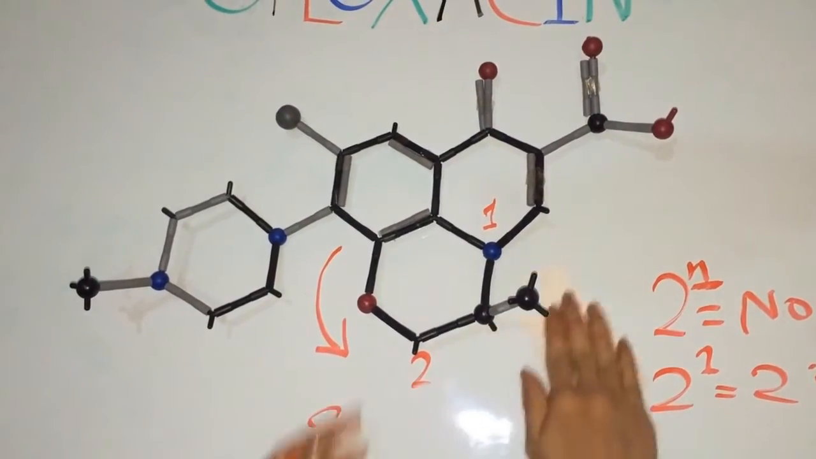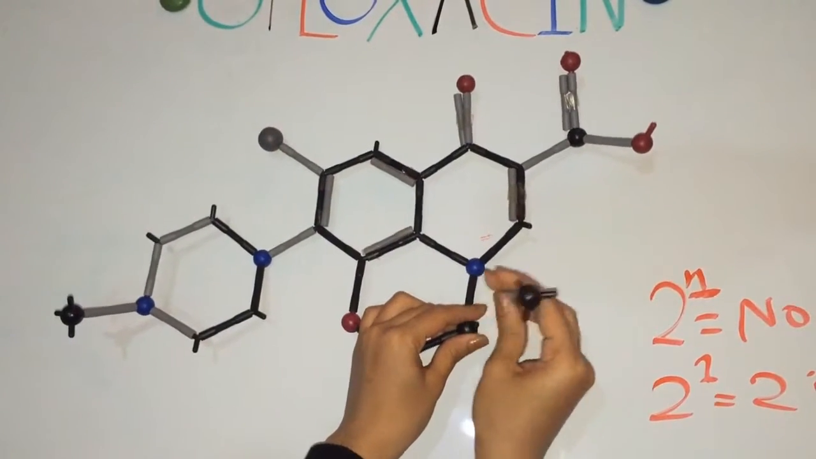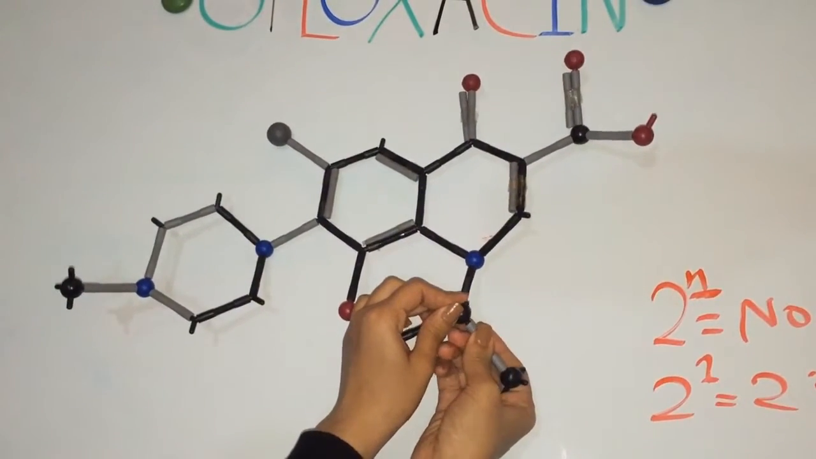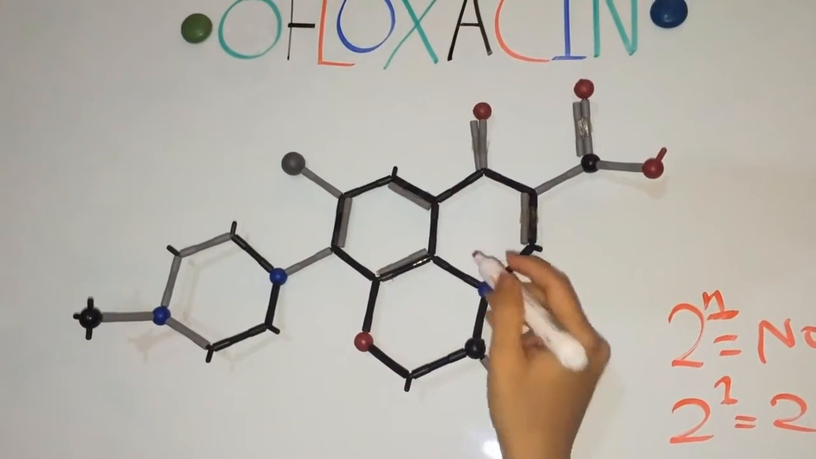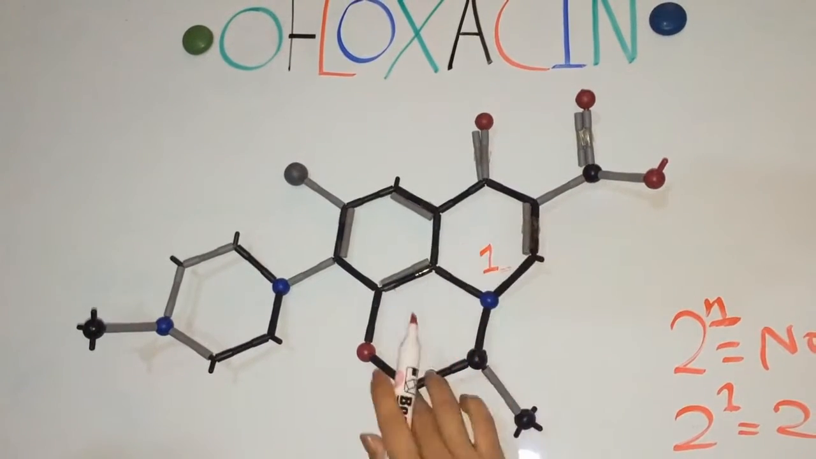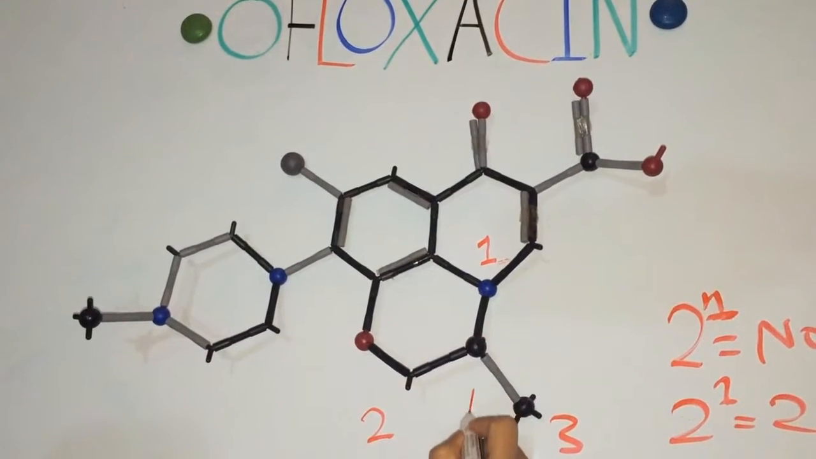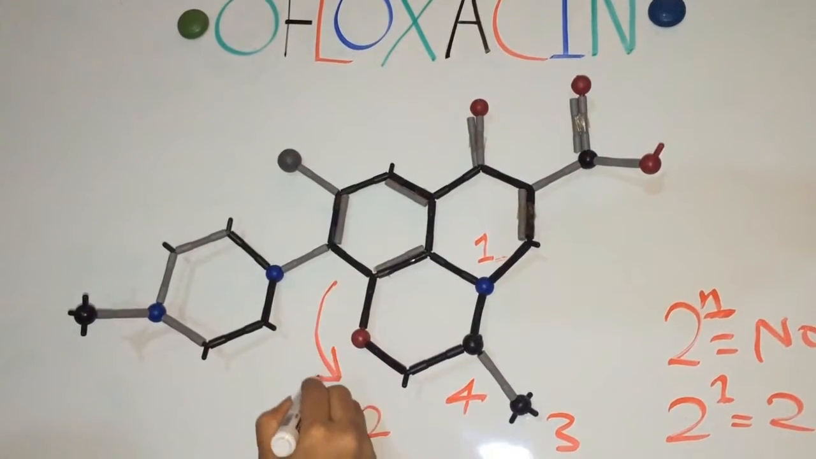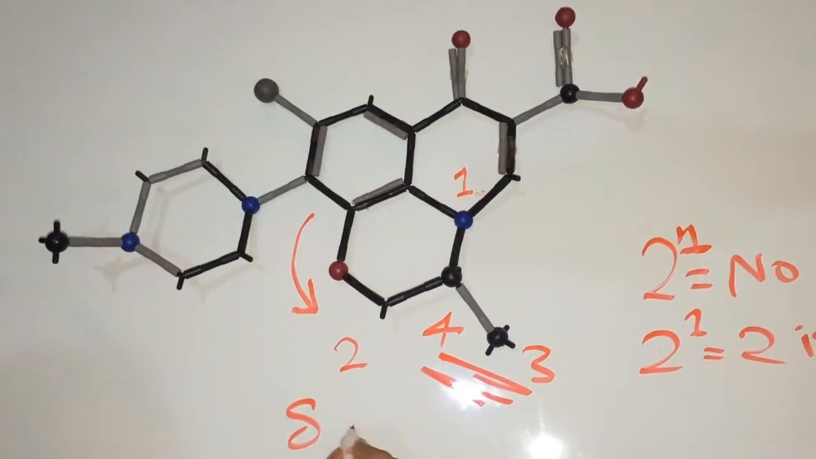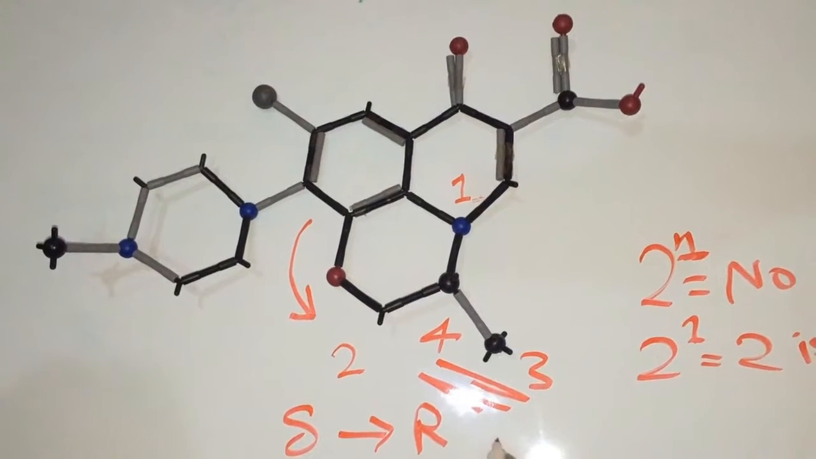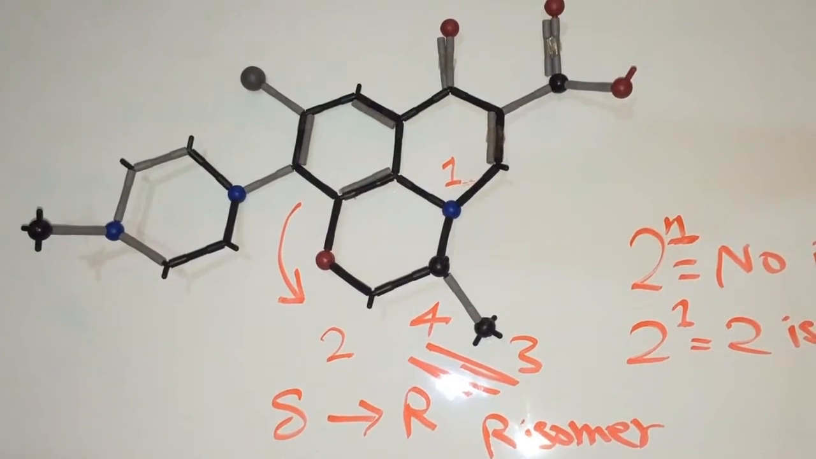The other isomer, dextrofloxacin, is the one in which the methyl group is at the back and the hydrogen at the front. We call it the R isomer because the nitrogen takes number 1, this carbon number 2, the methyl group number 3, and the hydrogen in the front number 4. So it is anti-clockwise, but we shift between 3 and 4, so from S to R, the R isomer, dextrofloxacin.